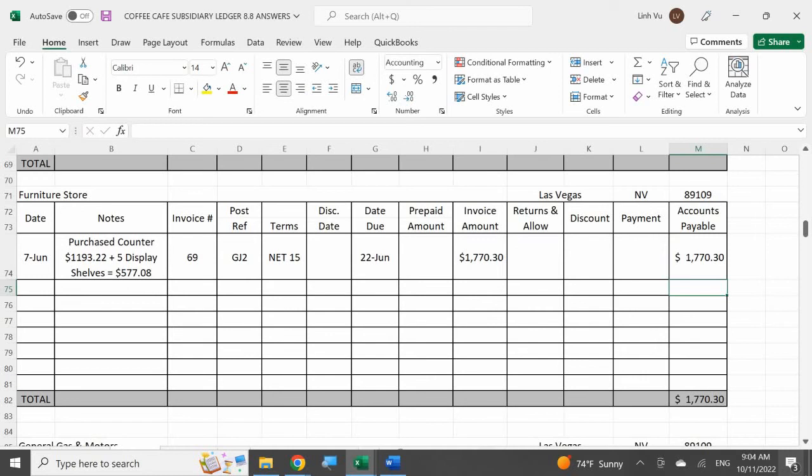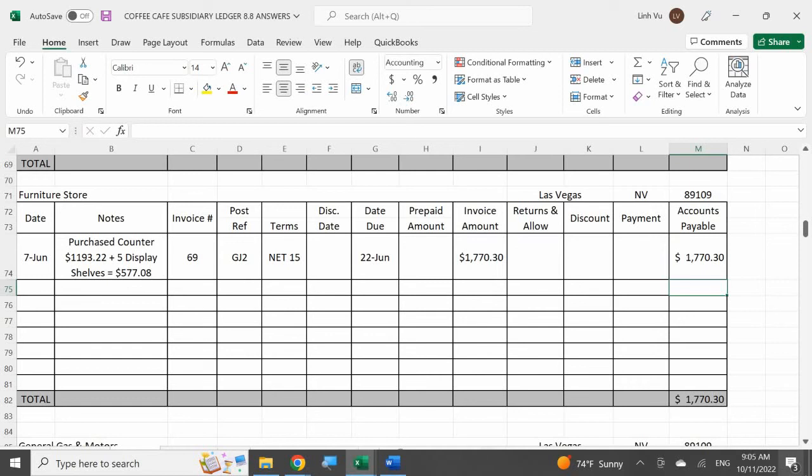And that statement is true, right? Because I'm not going to pay them now. I'm going to choose to pay them later. Okay? I'm going to choose and take advantage of the days that they give me. So in this case, it's telling me that I owe the furniture store $1,770.30. Okay? How do I know? Because this bill right here, bill number 69, is what I owe to them. Okay? All right.